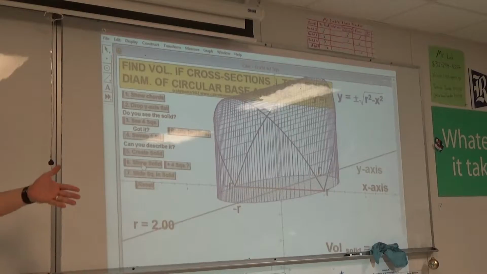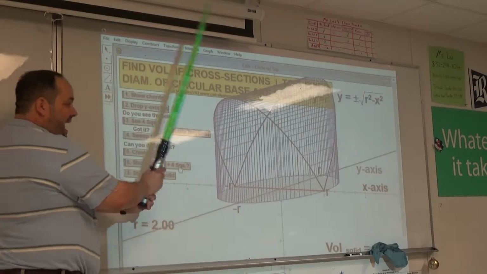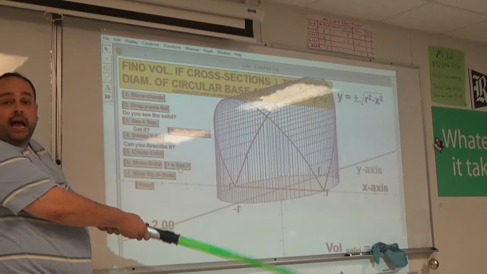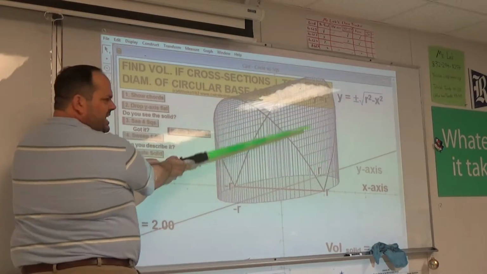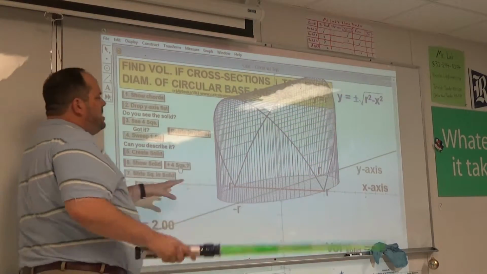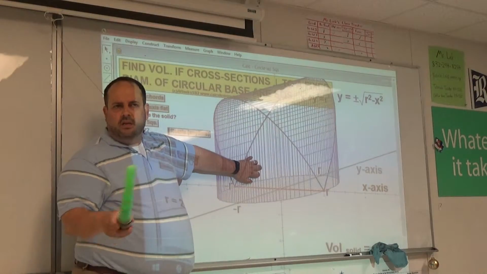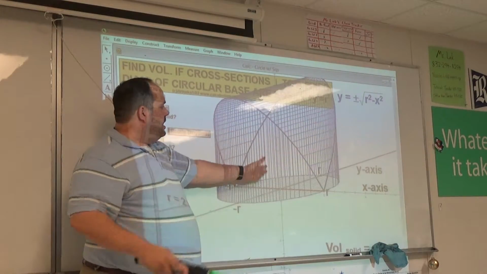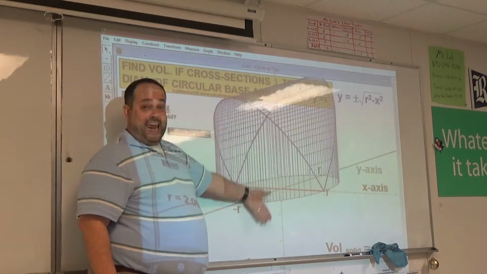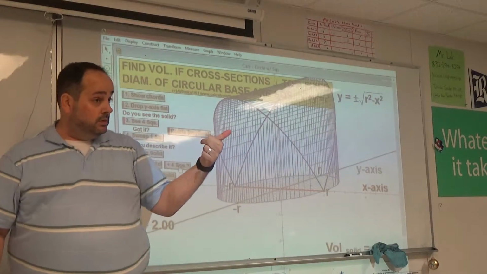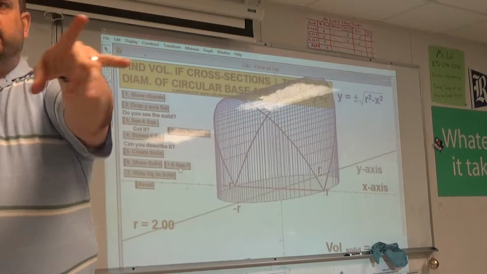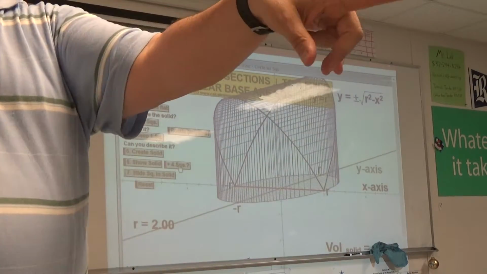This is not a volume of revolution. I'm not spinning. I am taking an object and I'm slicing this object. I'm slicing the object, and each slice is what? What's the name for each slice? Is it a circle? Square. They are squares. Where's the object that was the square slices?